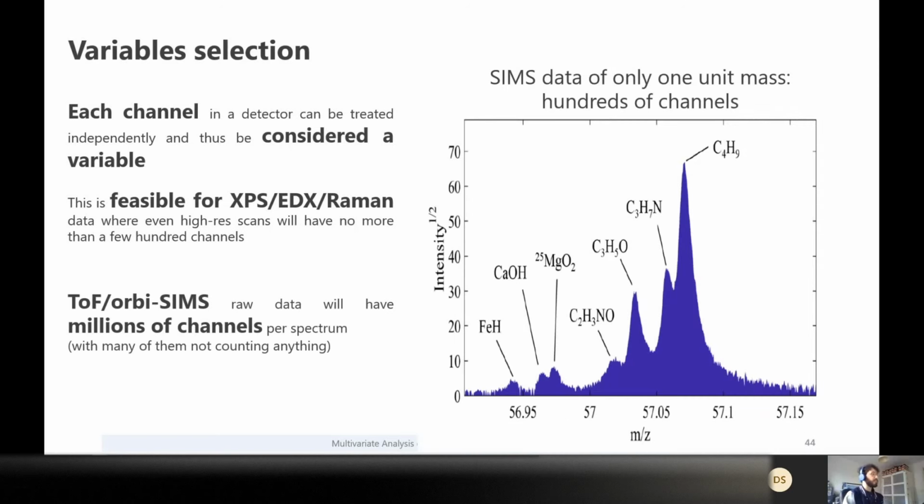But for SIMS, ToF-SIMS, and even more for Orbi-SIMS, for a single unit mass, you have thousands of channels. So like here, several channels. So when you expand this to the full spectrum, you're going to have millions of channels. So you have a huge matrix to deal with. And it's just time consuming, memory consuming. And so it's quite difficult. So what people do, and what we in the SIMS community do, is we pick variables before we do any MVA.